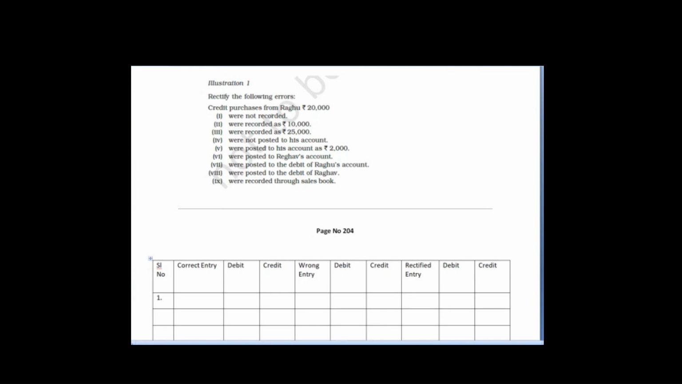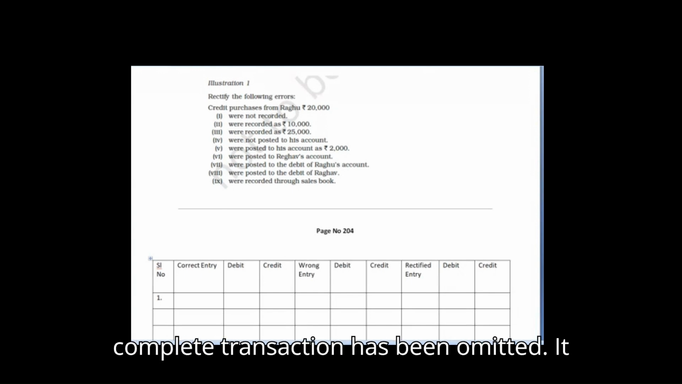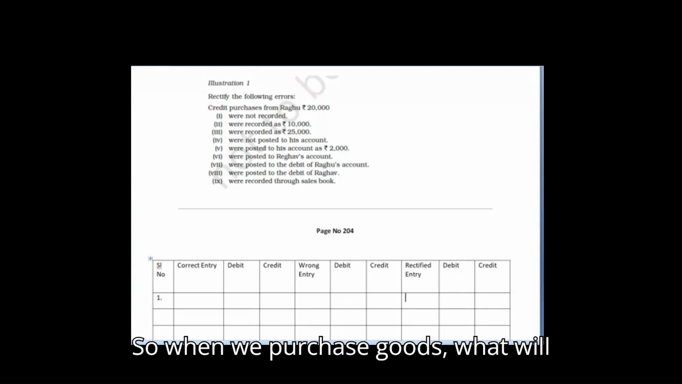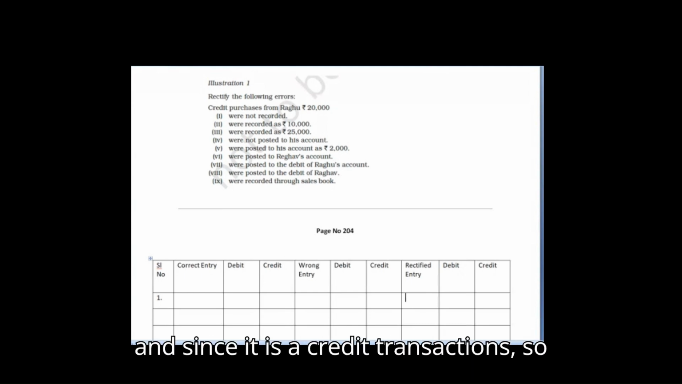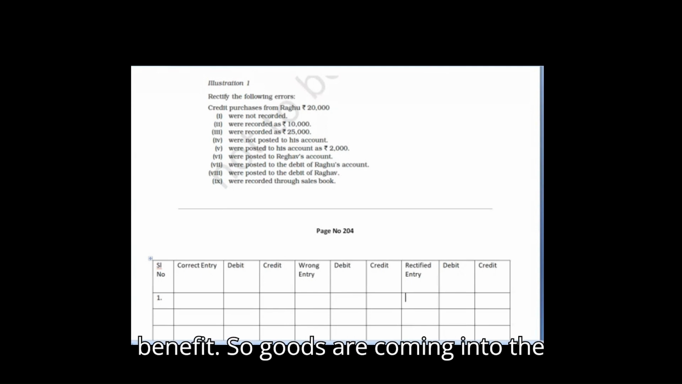So in illustration 1, the first transaction: credit purchases from Raghu, rupees 20,000, were not recorded. Here the complete transaction has been omitted. So we will go directly to the rectified entry. When we purchase goods, goods will come into the business, and since it is a credit transaction, Raghu is the giver of the benefit.